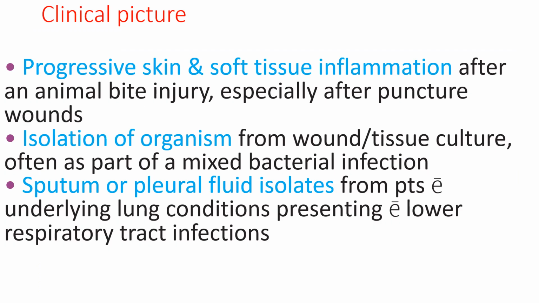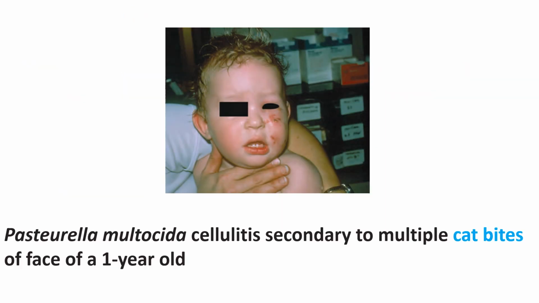Clinical picture: progressive skin and soft tissue inflammation after an animal bite injury, especially after puncture wounds. Isolation of organism from wound or tissue culture, often as part of a mixed bacterial infection. Sputum or pleural fluid isolates from patients with underlying lung conditions presenting with lower respiratory tract infections.